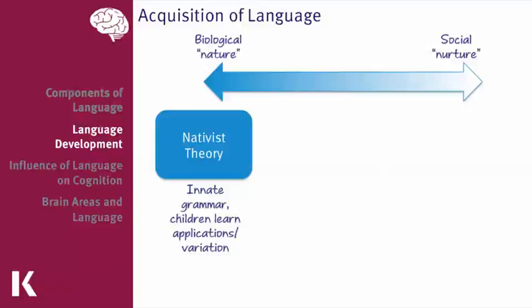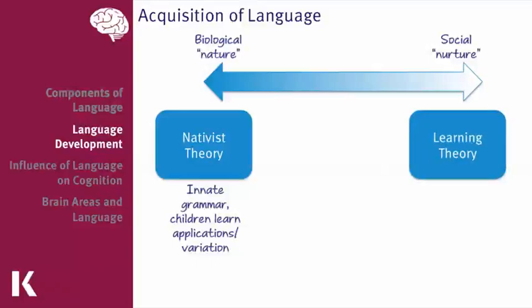On the social end of the spectrum is the learning theory. The learning theory is based on the idea of operant conditioning. This theory posits that all children are capable of learning all languages, but they only learn the language that their parents or environment reinforce.